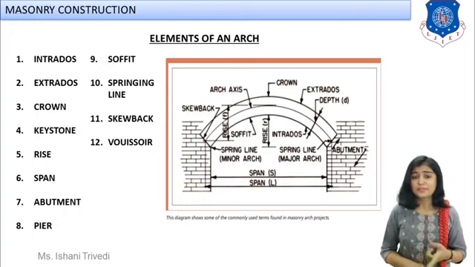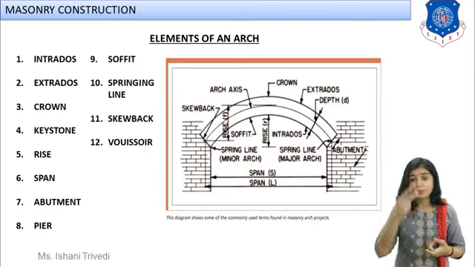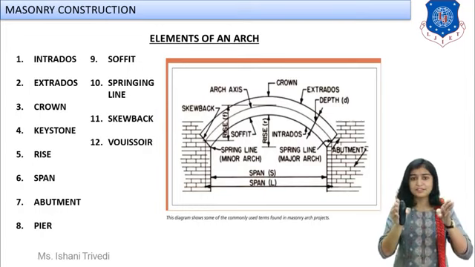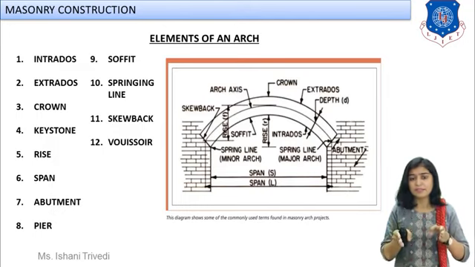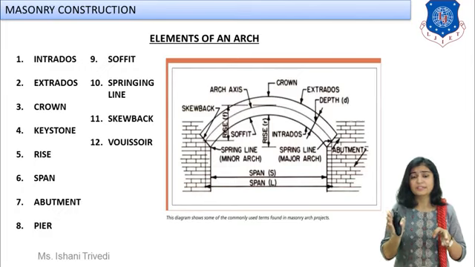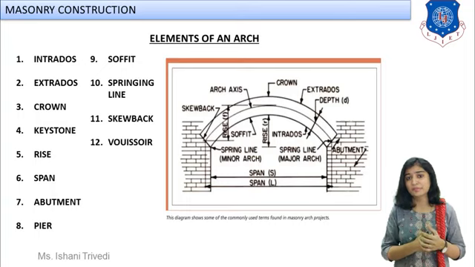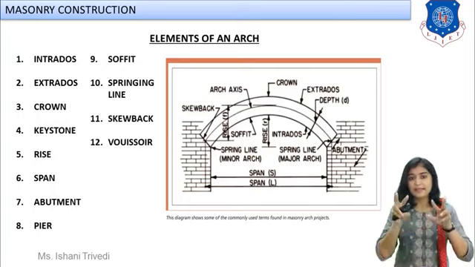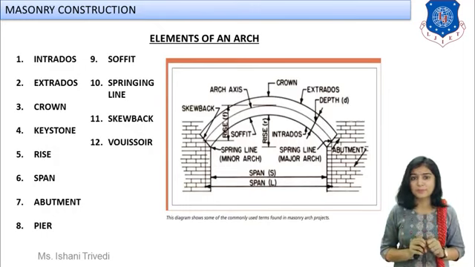Okay, next we have abutment and pier. What is abutment? When the arch is constructed, it will have supports at the ends. It will have two supports at the ends. Those two supports at the extreme ends are known as abutments. Next, if you are providing an arch such that its span is long, then intermediate supports will also have to be provided. Those intermediate supports will be known as piers, and the extreme supports will be known as abutments. Next we have soffit.